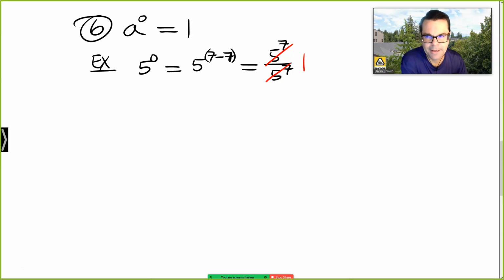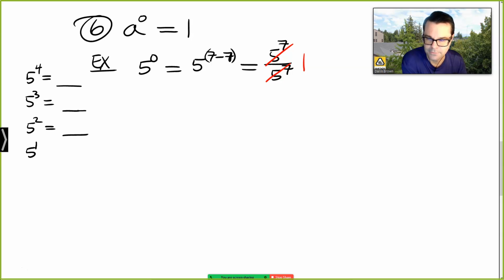Let's look at powers of 5 on the side here. We got 5 to the 4th, 5 cubed, 5 squared, 5 to the 1st. Okay, and now we want to keep going with this table and get 5 to the 0. Well, 5 to the 1st, we know is 5. Of course, 5 squared is 25, times another 5 is 125, and finally 625.